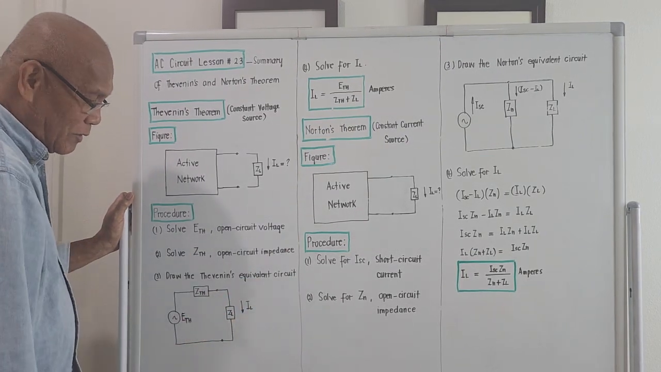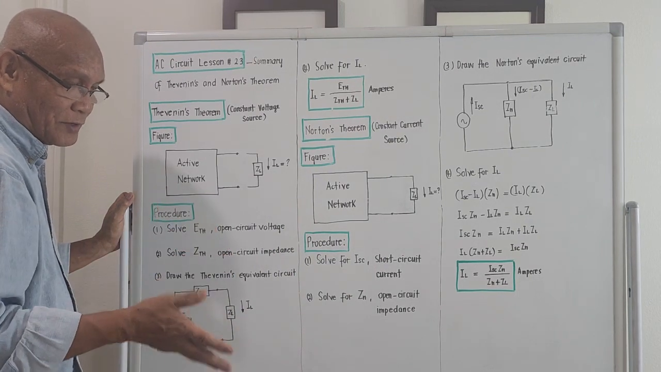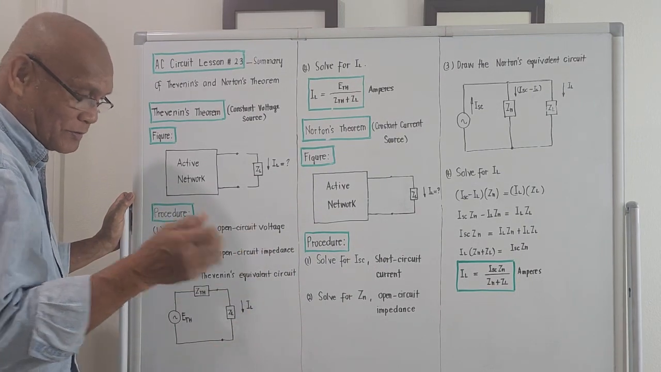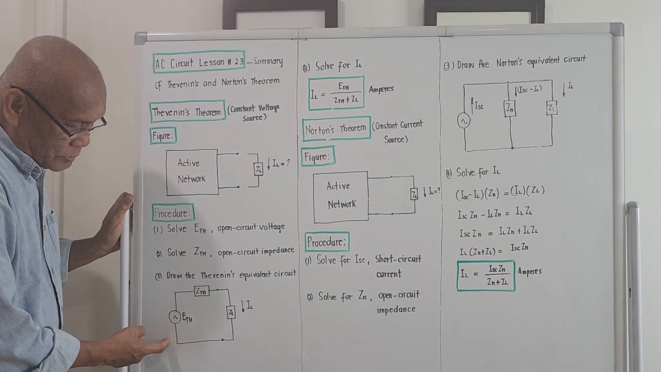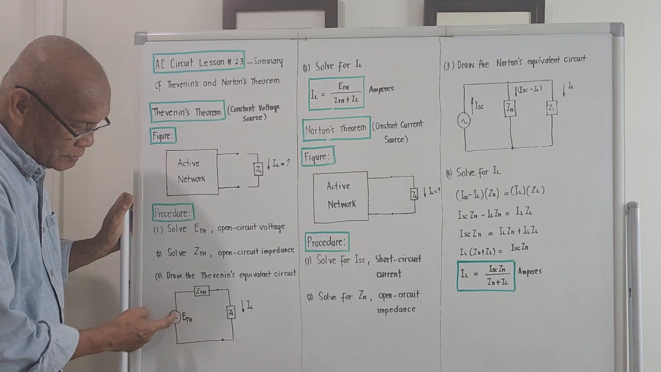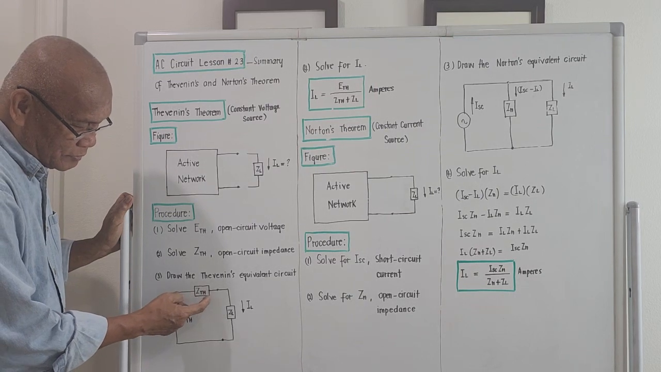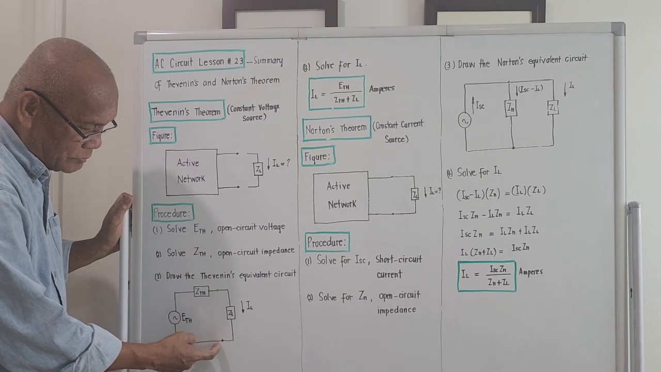Just draw the Thevenin's equivalent. And this is very important. The Thevenin's equivalent, the figure will be something like this. We got an alternating current source, in series with it is Z_TH. Then try to reconnect the load.